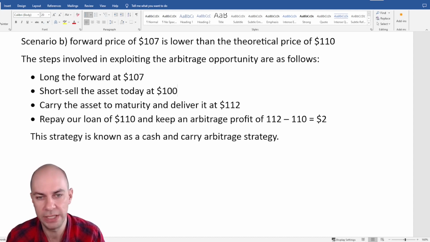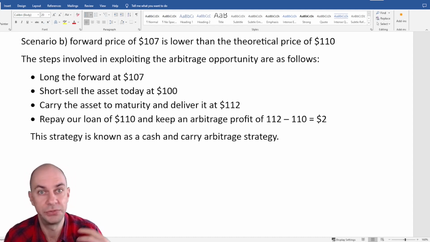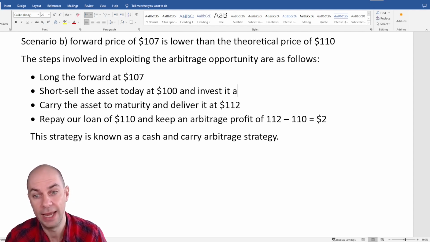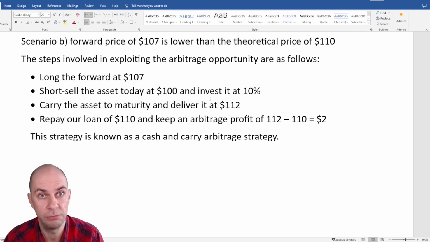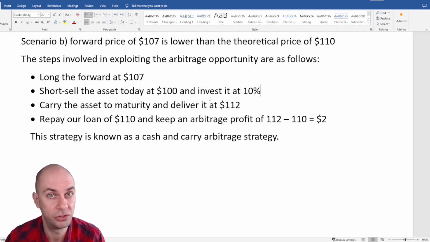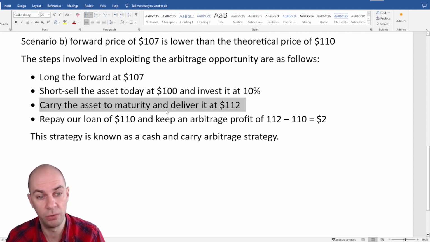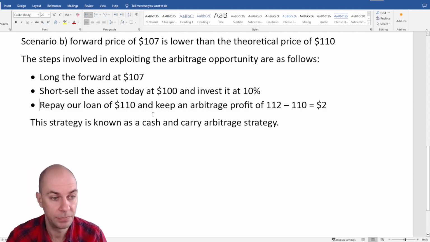Now, what short selling means is that you're going to borrow the asset from somebody, and then you're going to sell it, and you're going to end up with $100 in your account. And of course, you're not going to stick that under your mattress, are you, my friends? You're going to take the $100 and invest it at 10% so that it can earn you some interest, so that in 1 year's time, you're going to have $110, right? Okay. Well, there is no need to carry the asset to maturity, of course. So that step is not going to be there, okay?